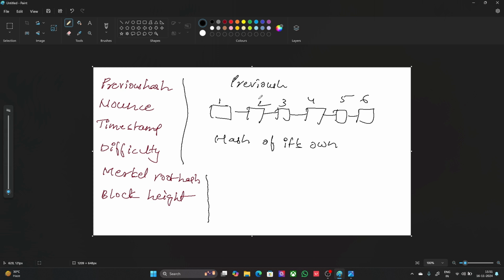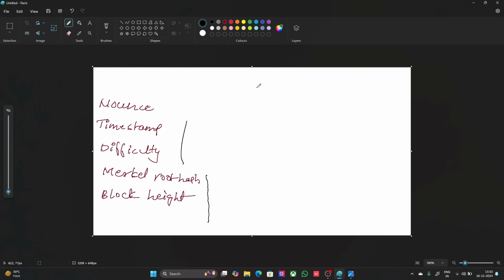So whatever block 2 is there, it will store its own hash. Along with that, it will store the previous hash as well, and this previous hash is the hash of its previous block. What I mean to say is, if you take the example of block number 2, it will store the hash of its own and the hash of its previous block, that is number 1, as well. Now let us see what is a nonce.